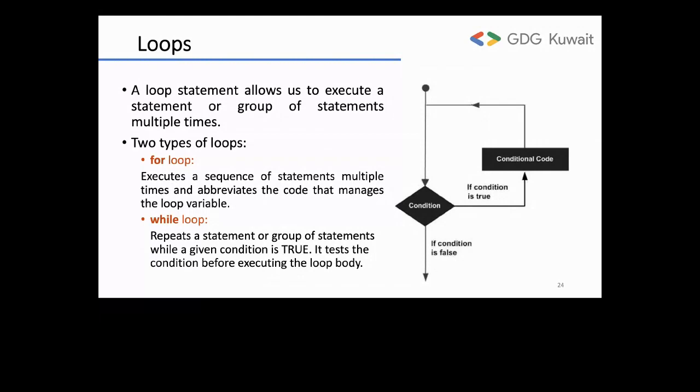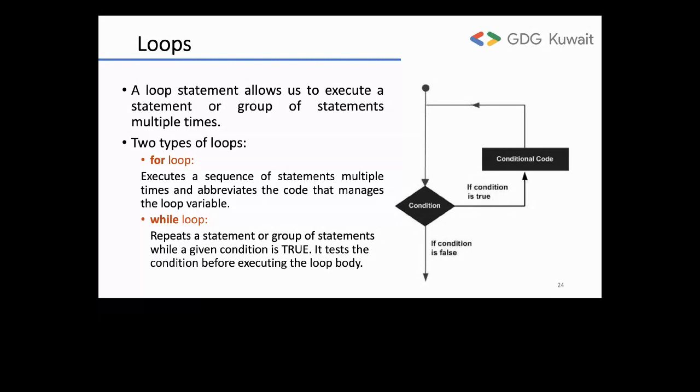Okay, let's say that we are having a condition here. So if it's true, it will repeat itself multiple times. If it's false, it will not. Okay. For loop, as we said, it repeats statements. This is the syntax, or the structure of the code for a for loop. And this is an example.